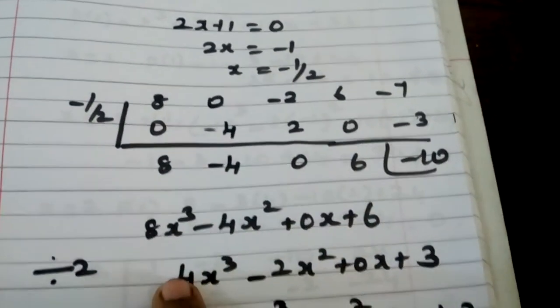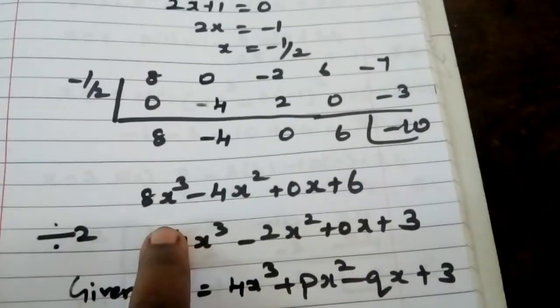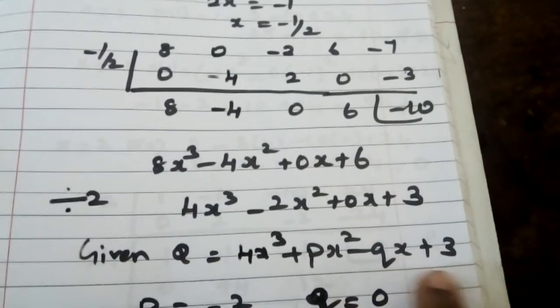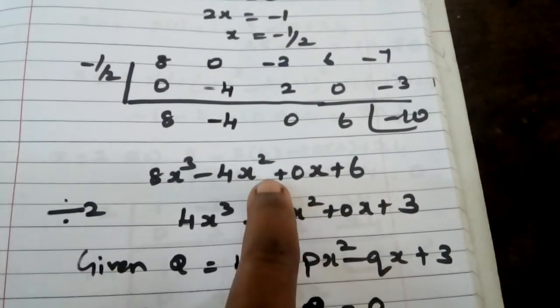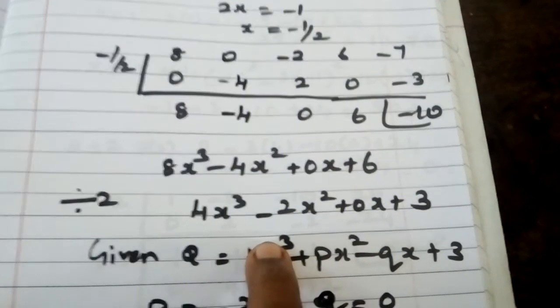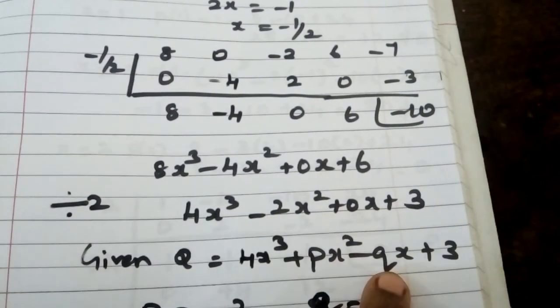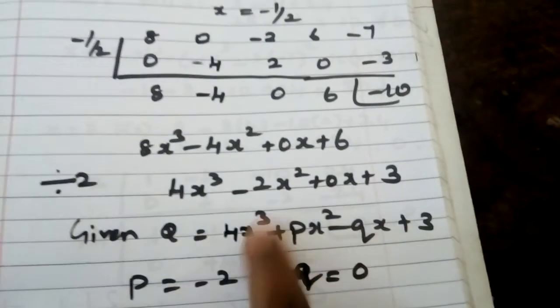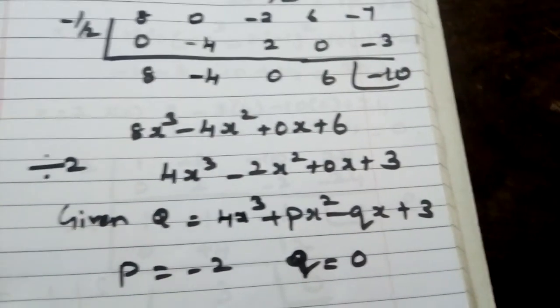And here what they ask is to find the values of P and Q. So equate this. This is our answer, right? This answer, and it's already given as Q equal to this one. They're asking us to find the values of P and Q. So compare these two equations. In the place of P what value do we have? Minus 2. In the place of Q we have 0. So P is equal to minus 2 and Q is equal to 0. This is the answer for this question. Is it clear? Thank you.